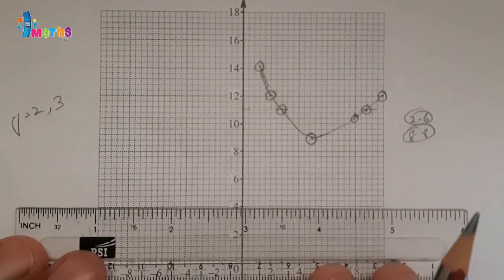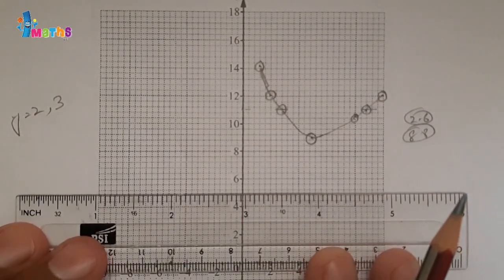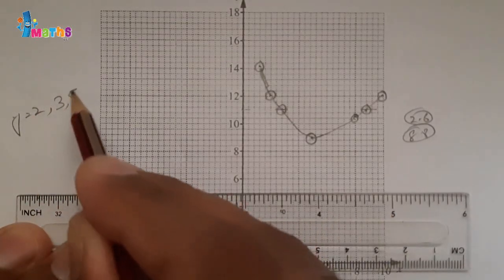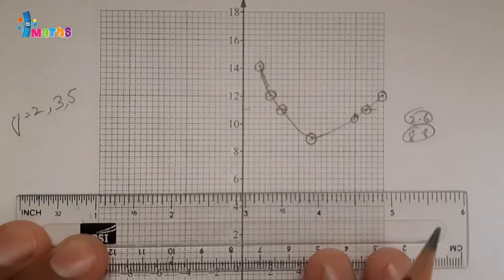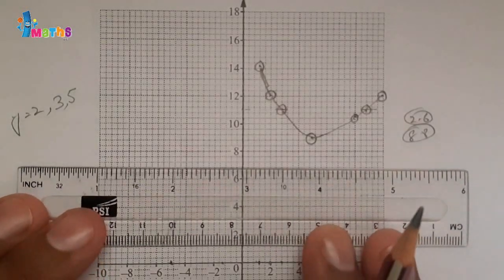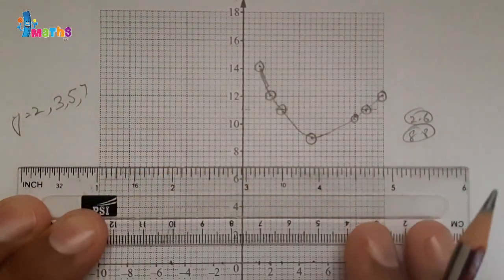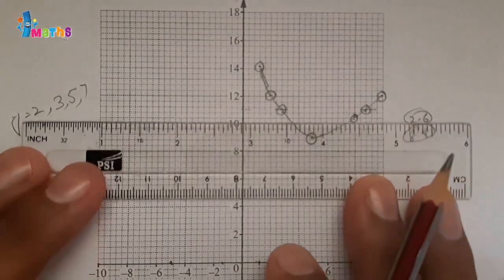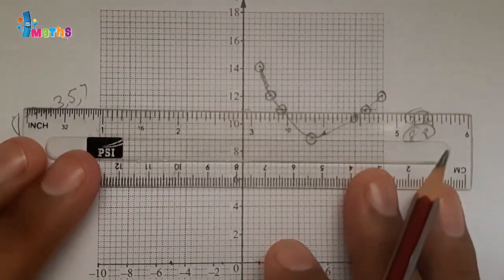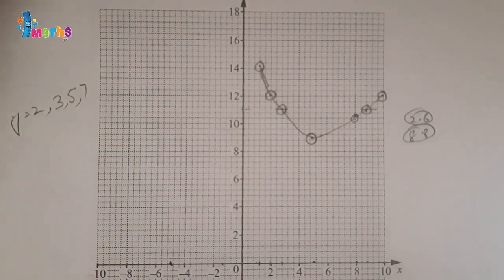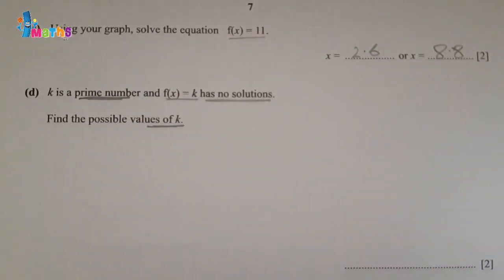Next prime number is 5. So if we check, y is equal to 5 is also not intersecting the graph. So 5 will also be included in the answer. And if we check, next prime number is 7. So 7 is also not intersecting the graph. So 7 will be included in our answer. Next prime number is 11, which is intersecting the graph, so we cannot take 11. So our answer will be 2, 3, 5 and 7. So we will write the answer as 2, 3, 5 and 7.